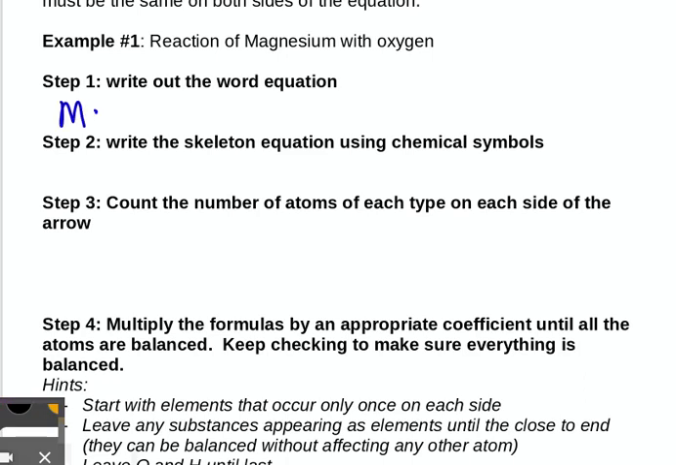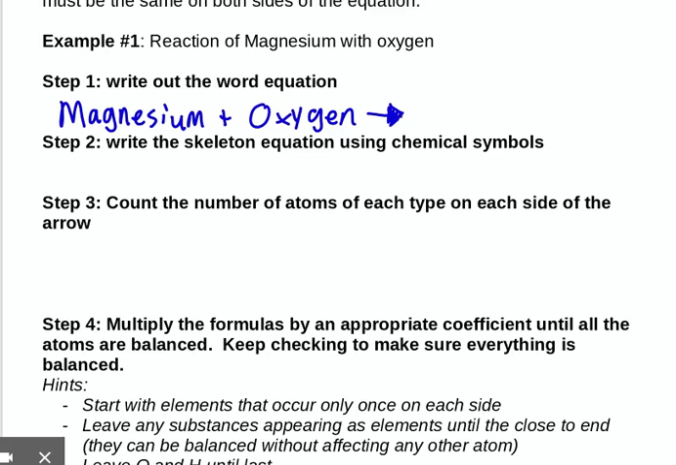magnesium plus oxygen, and then we use our arrow to say reacts to produce. And then we have to think about what our products are going to be. In this instance, we have two elements. When we have two elements, we know that they're going to probably react together to make a compound. And so in this one, we are going to get magnesium oxide, because we know from our nomenclature, magnesium and oxygen bonding together are going to make magnesium oxide.